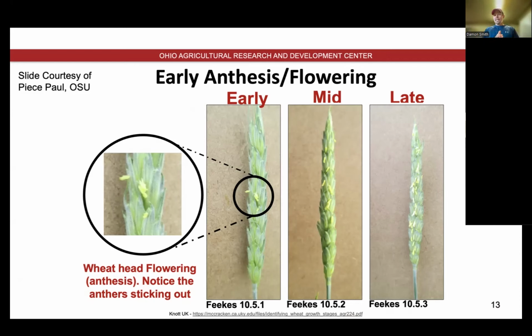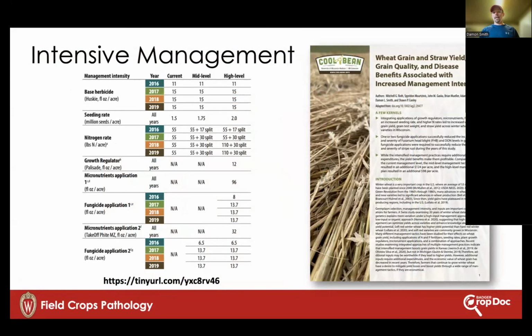And in some of our data, and I've shown this here in the past, we actually have seen better control of vomitoxin where we delay those applications 5 to 7 days after the start of anthesis. So you do have a window there. That window is short, so if it gets wet, that is complicating, but at least we do have some flexibility in terms of that application.